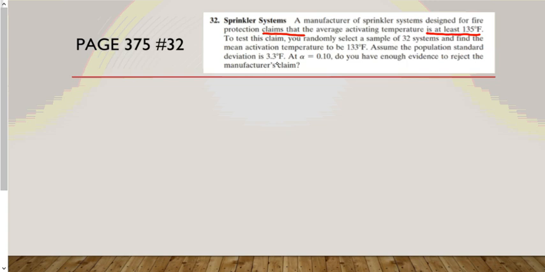Standard deviation is 3.3. We know that from lots and lots of samples, I guess. So we're going to assume that that's the population standard deviation. And then we're testing this at the 0.10 level.